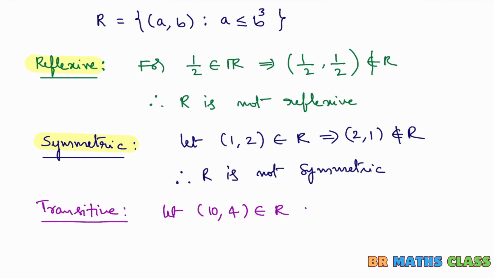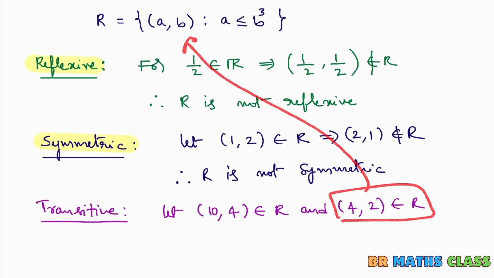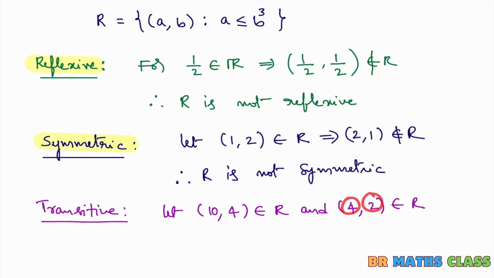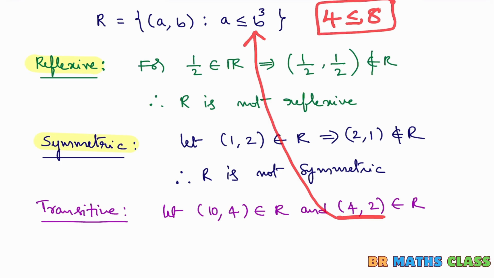Now, I'll take one more, like this. It ends with 4, right? So whatever I take must start with 4. I'll take (4, 2). (4, 2) belongs to the relation. Now you check whether (4, 2) is there in this relation or not. First thing, 4 is a real number, 2 is a real number. This ordered pair (4, 2) satisfies this condition. In place of a, you write 4. In place of b, you write 2. 2 cube is 8. Is 4 less than or equal to 8? Yes, 4 is less than 8. So this is true. So the ordered pair (4, 2) also belongs to the relation.